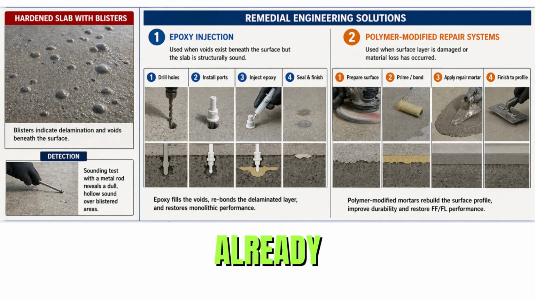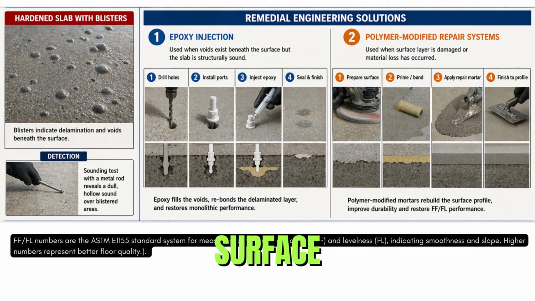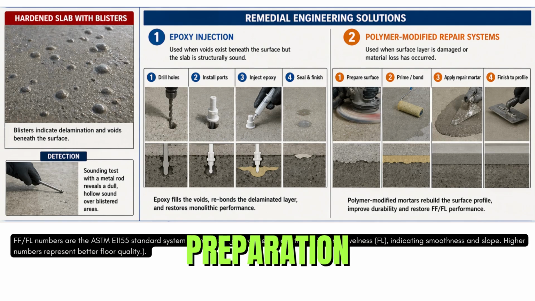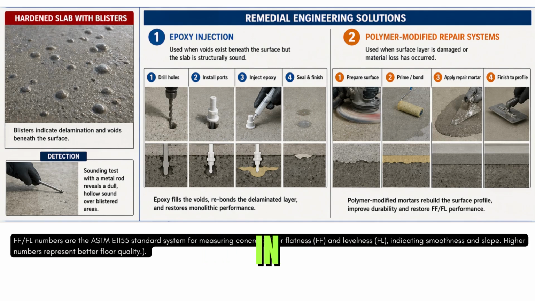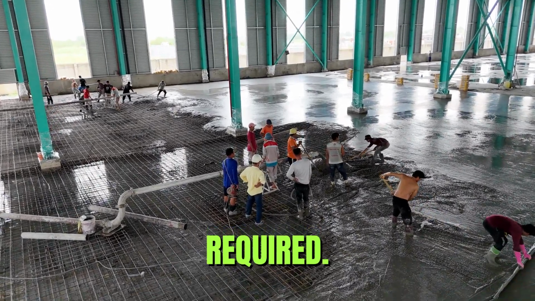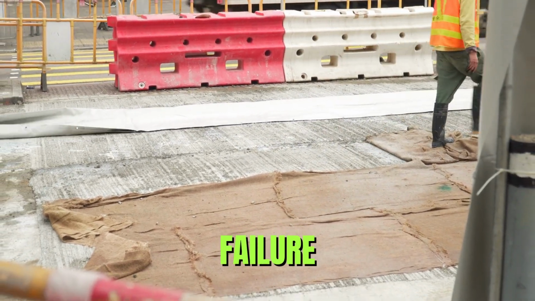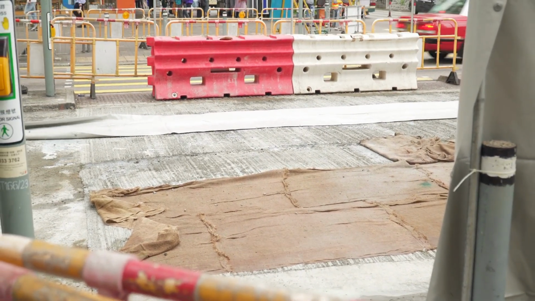If the concrete has already hardened, the approach shifts to repair. Minor blisters can be removed by light grinding to restore surface uniformity. For deeper or widespread defects, use epoxy injection or polymer-modified repair mortars after proper surface preparation to ensure bonding. In severe cases, especially in industrial floors, partial or full surface replacement may be required. Early detection and timely action are what turn a major failure into a manageable fix.